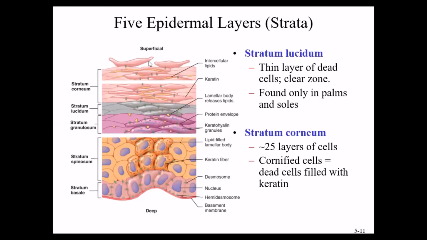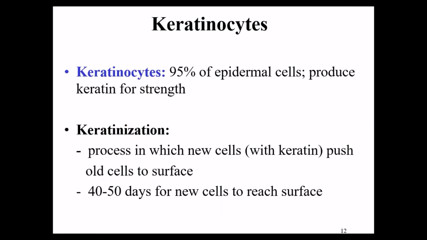And eventually, these outer cells, these dead cells, will shed off. And so it takes roughly about 40 to 50 days for this process to take place where you're making the new cells, and those new cells finally reach the surface of the skin.